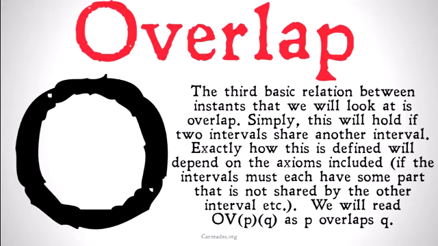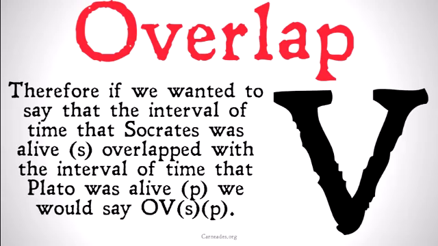Exactly how this is defined will depend on the axioms included. If the intervals must each have some part that is not shared by the other interval, etc. Once again, it's going to depend on how exactly we use the axioms to define overlap. Our Allen relations are going to be much more clearly defined. We're going to read OVPQ as P overlaps Q. Therefore, if we wanted to say that the interval of time that Socrates was alive, S, overlapped with the interval of time that Plato was alive, P, we would say OVSP.